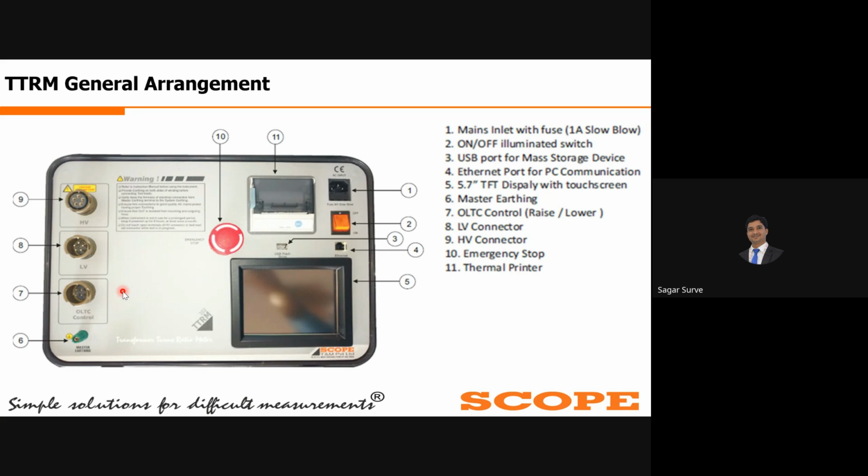The other terminal is terminal 7, that is our OLTC control. With this, we connect the instrument directly to the tap changer control panel, and we can operate the tap changer right from the instrument itself. It means the instrument will send the command to the tap changer, operate it, and conduct the test at each and every tap, and the final results will be displayed by the instrument.